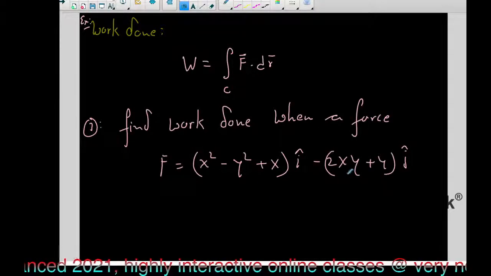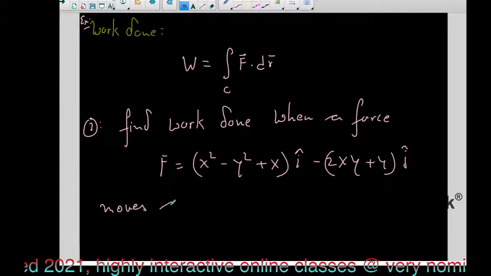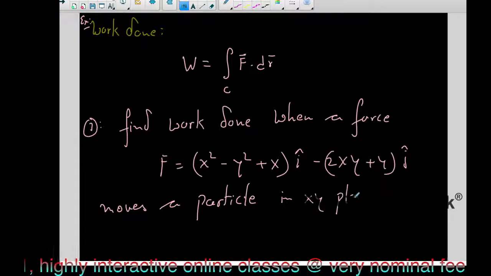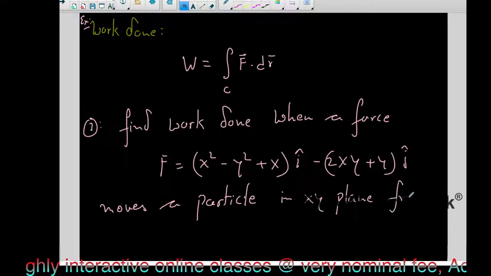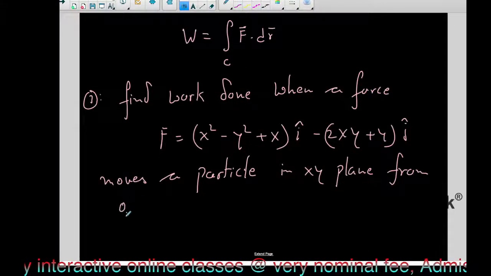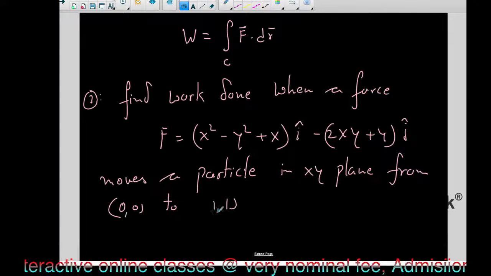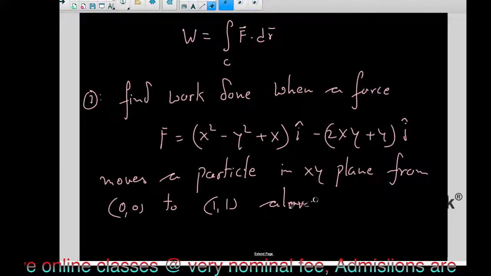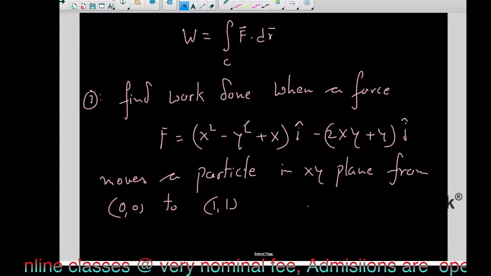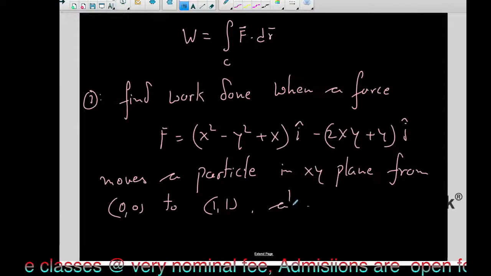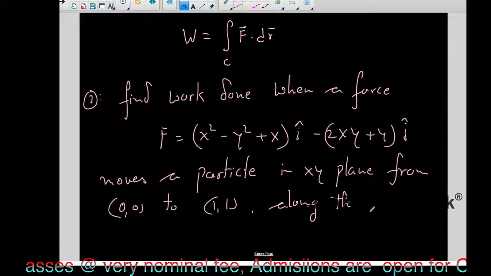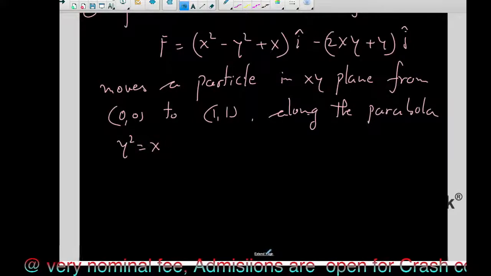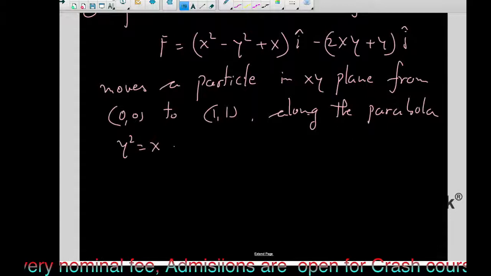Find the work done when a force F moves a particle in the XY plane from 0, 0 to 1, 1 along the parabola. It's easy to take a parabola. Usually they give the question on a parabola, although it can be made on any line, exponential curve or cubical curve also. Along the parabola y square equals x. Yes, try to solve it.